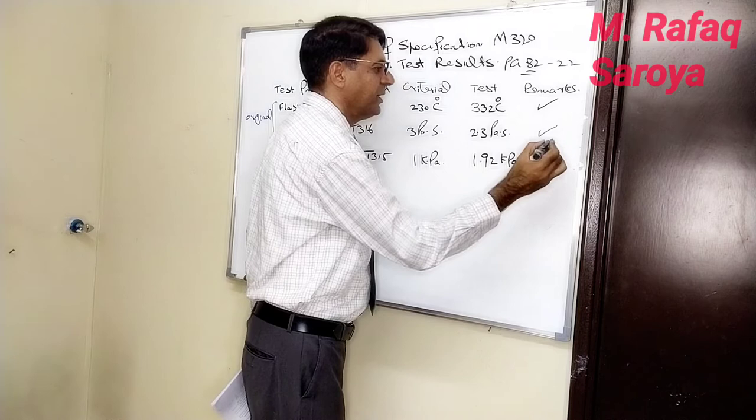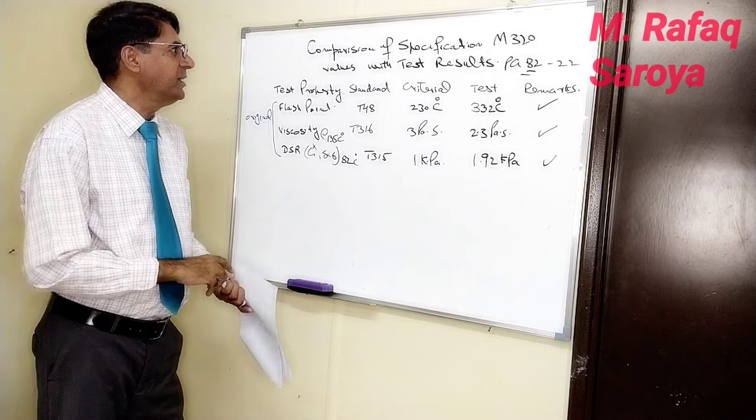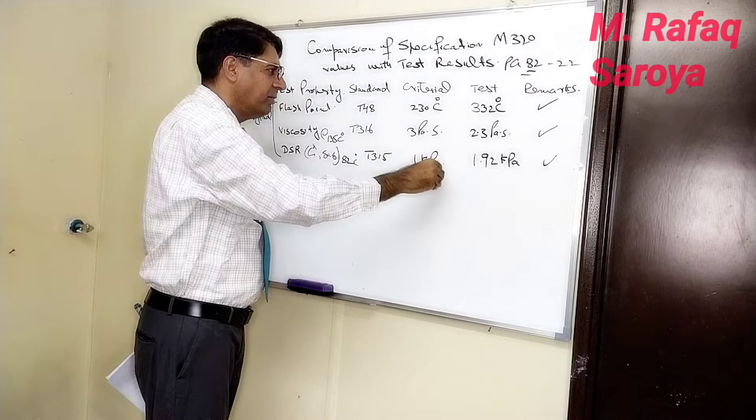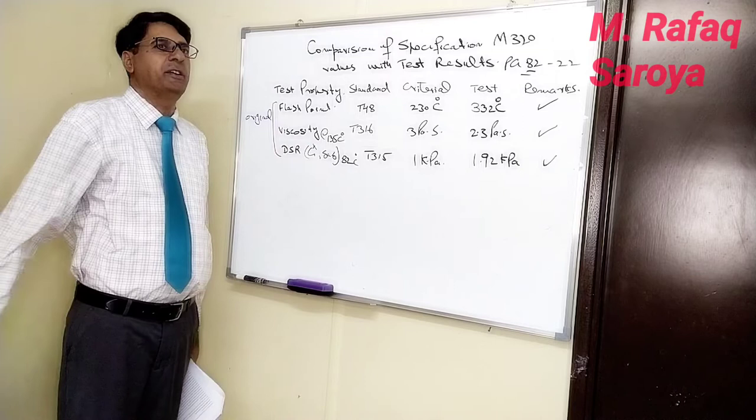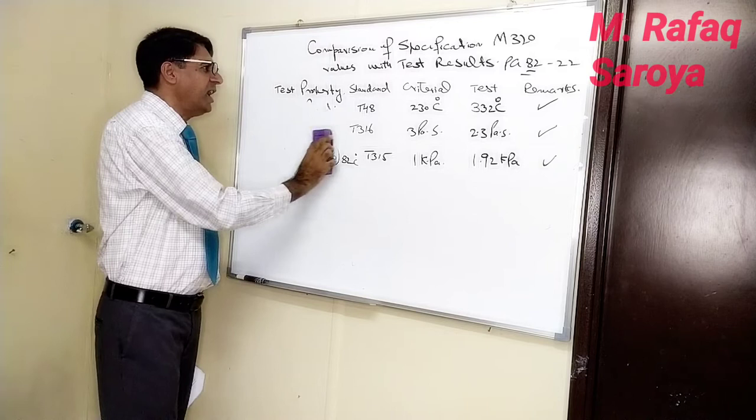So let me explain it to you. As per the AASHTO M320 specification, this is the limit given over there. This is the standard and this is the test result. It means whatever material I am using has passed this criteria for the original binder. Now, after this original binder, this material goes through the phase known as short-term aging.